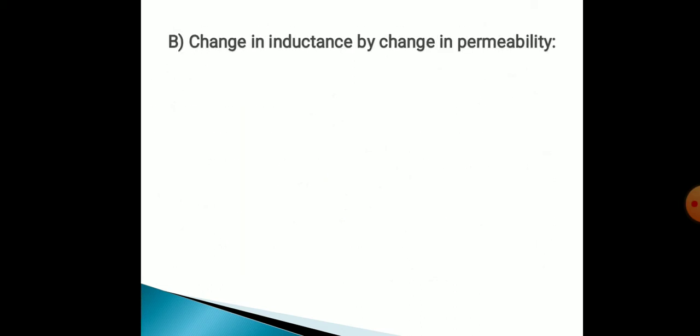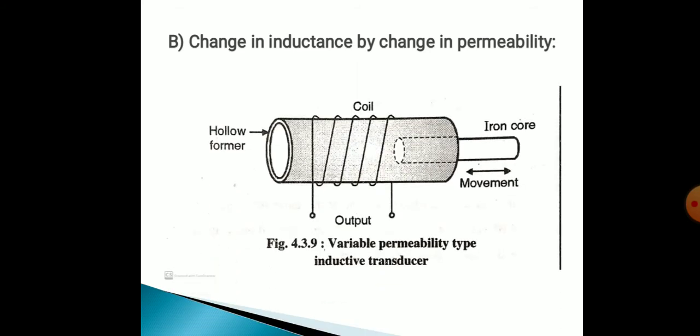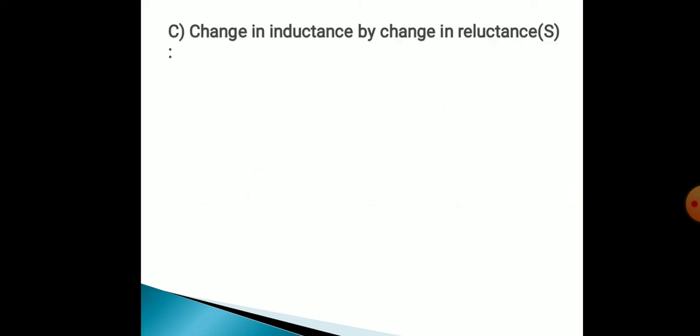Second one is change in inductance by change in permeability. The arrangement is shown in the figure. A coil is wound on a hollow former in which an iron core slides. The movement of the iron core inside the former causes variations in the effective permeability of the medium around the coil, and hence inductance also varies.